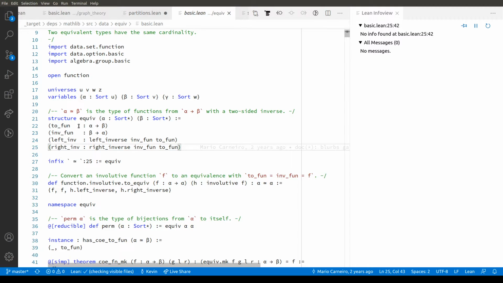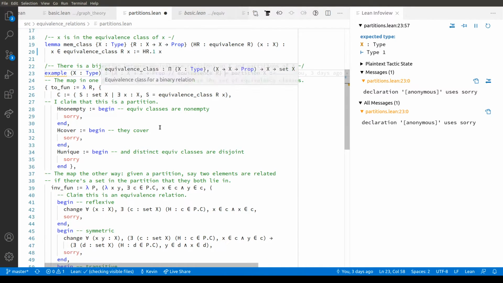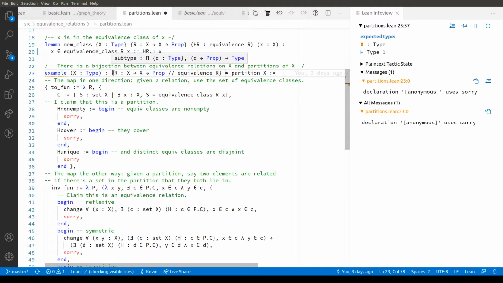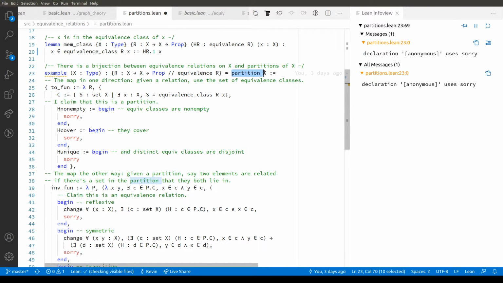So that's what this type is here, this Equiv. And the notation for Equiv is this funny little, not quite an isomorphism symbol. So what's going on here? We're trying to prove that the set of all equivalence relations on X bijects with the set of all partitions on X. That's, in set theoretic language, what this says. The set of all equivalence relations on X bijects with the set of partitions of X.